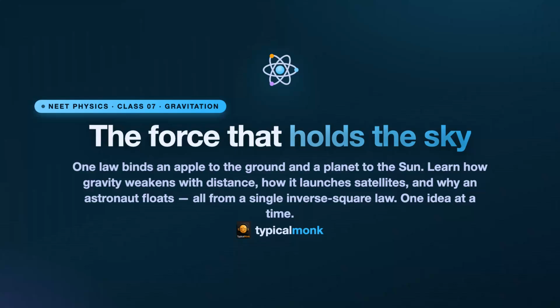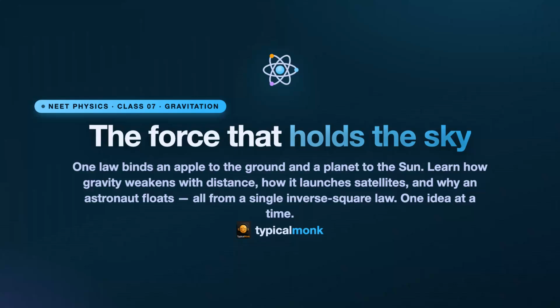Sit with one quiet wonder for a moment. The same pull that makes an apple fall from a branch also keeps the moon circling the earth and the earth circling the sun. One single law, written by Newton, governs both. When Rhea first read that, she could not believe a falling apple and an orbiting planet obeyed the same rule. The day she truly saw it, gravity stopped being magic and became mathematics.